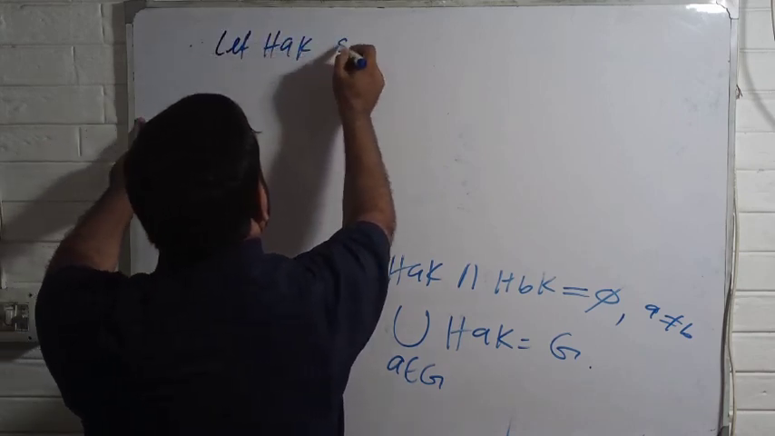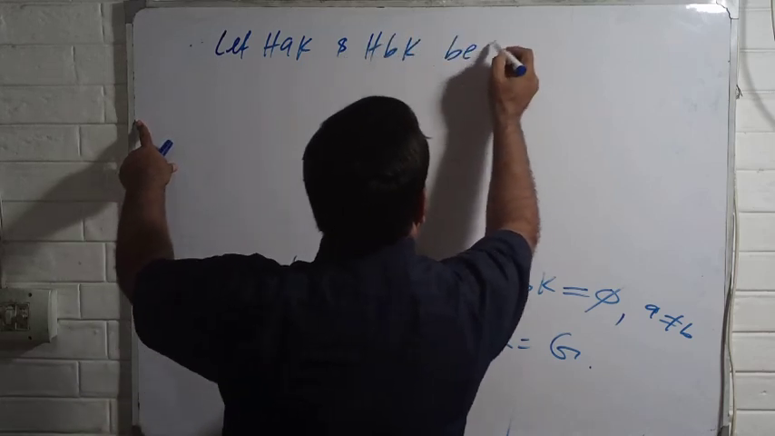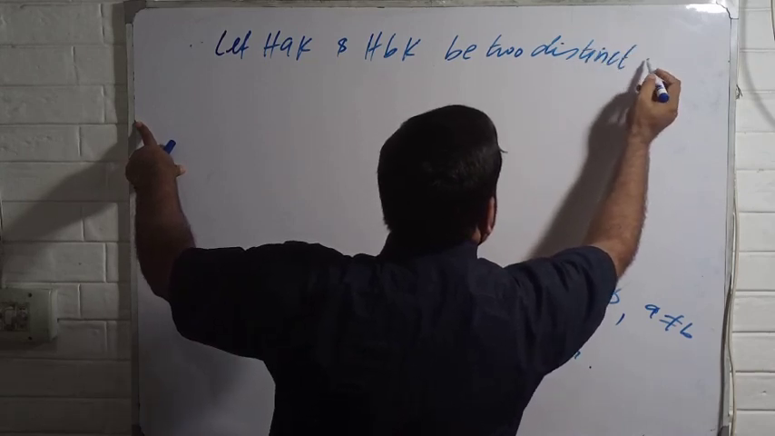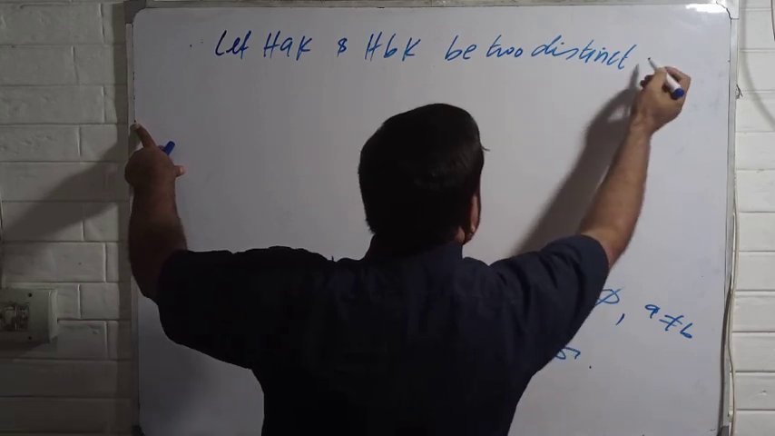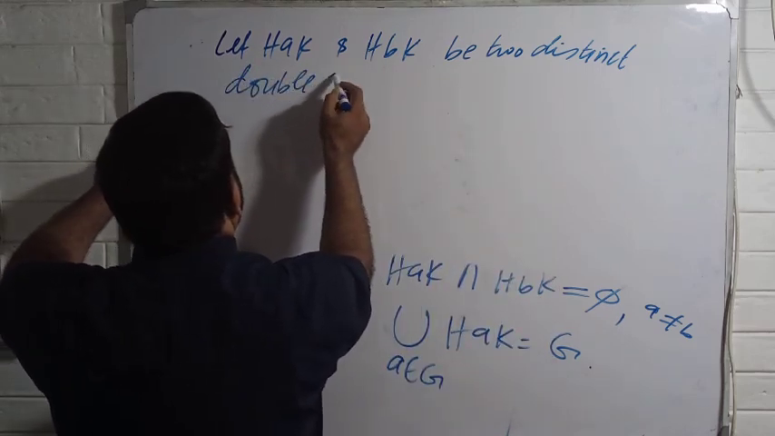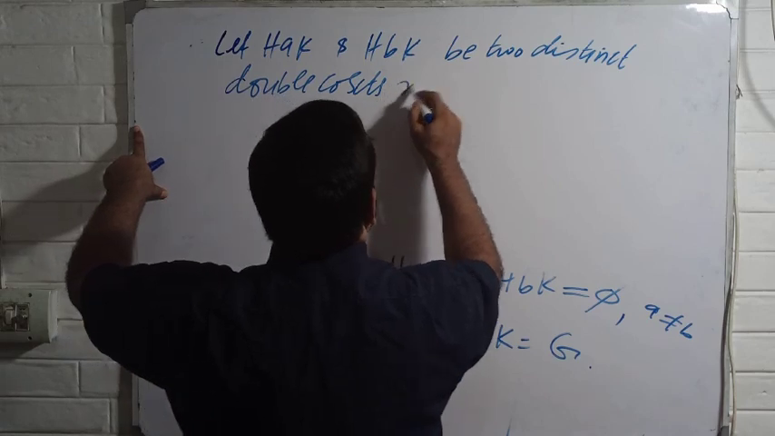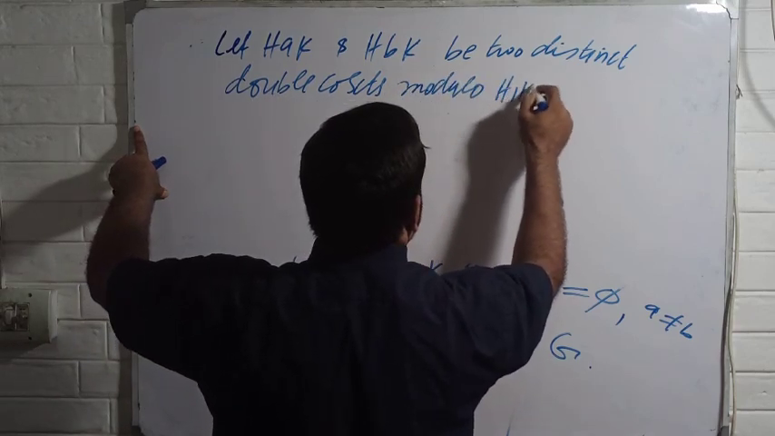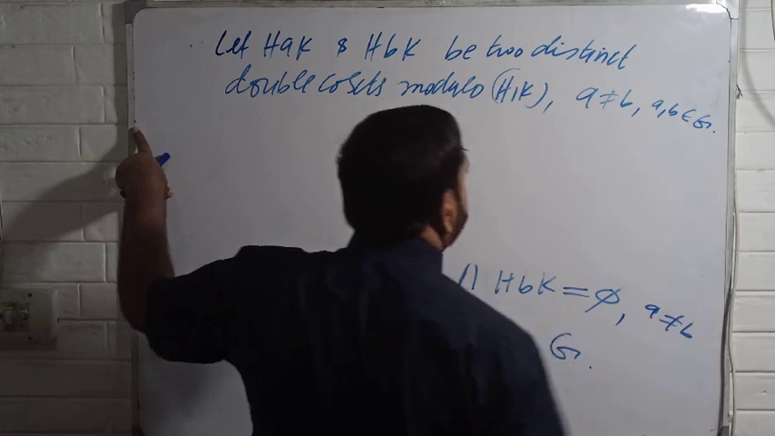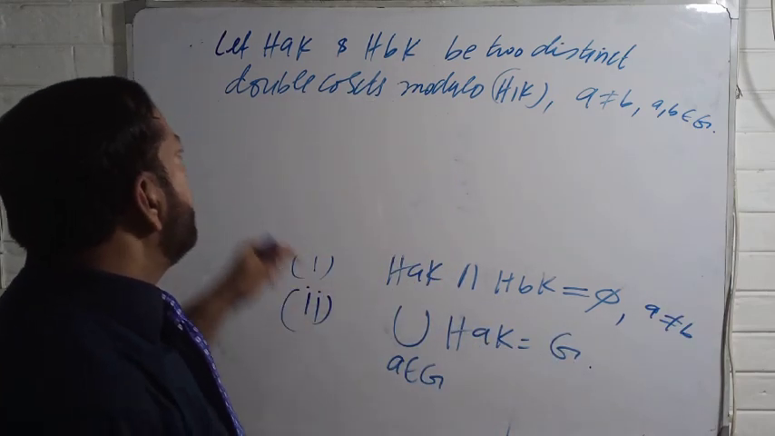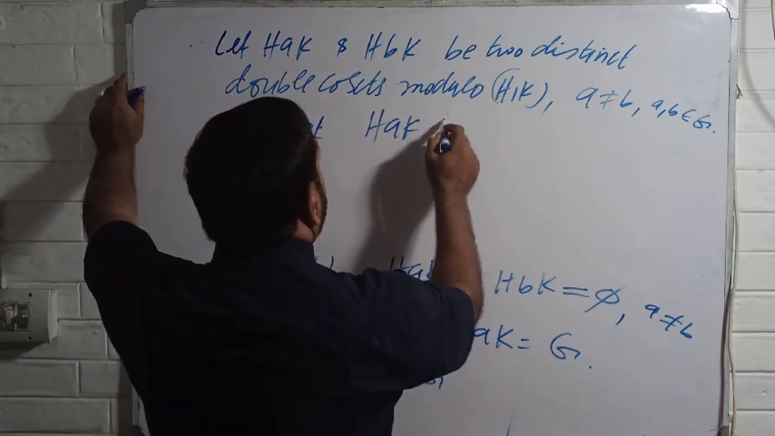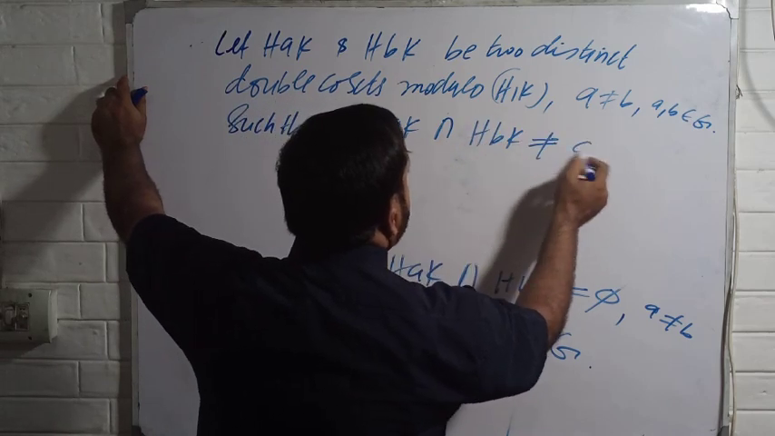Let HAK and HBK be two distinct double cosets modulo HK, where A is not equal to B and of course A belongs to G, such that HAK intersection HBK is not phi.